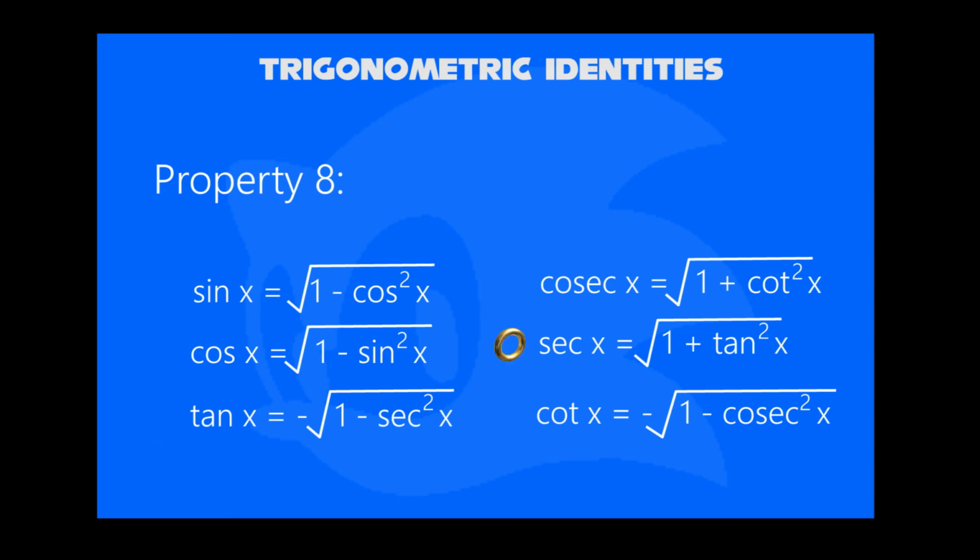Each secant x equals square root 1 plus square tan x. Each cosecant x equals square root 1 plus square cotangent x. And each cotangent x equals minus square root 1 minus square cosecant x. Finally, in the next part, we'll try higher values of x like 3x.